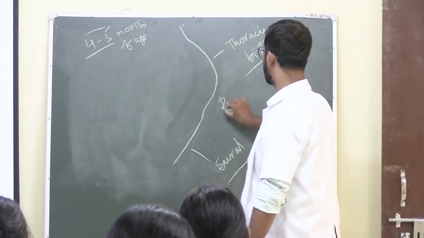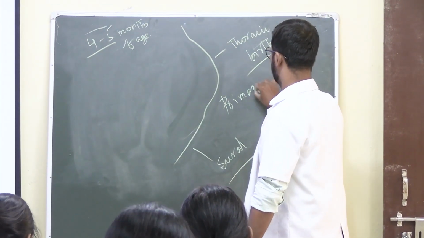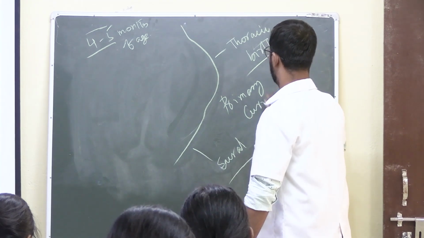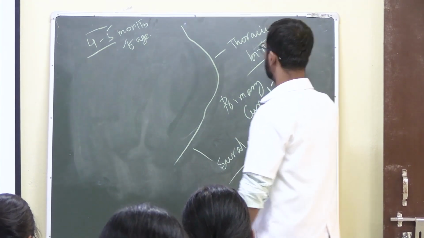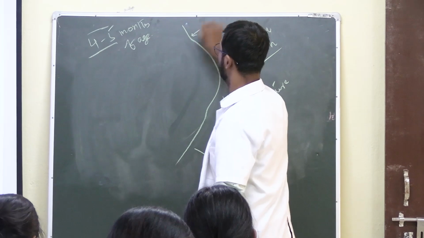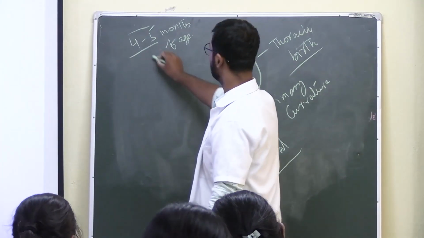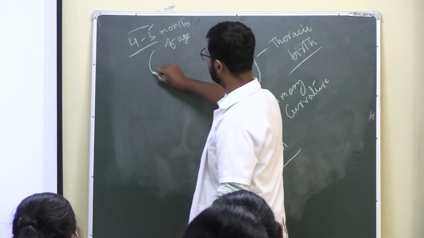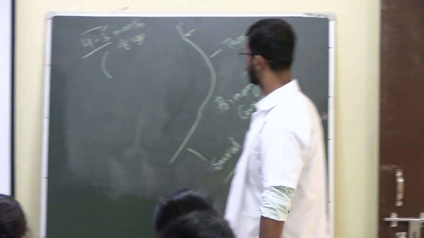This is your primary curvature. At 4 to 5 months of age, this is your cervical region. At 4 to 5 months of age, in your cervical region, the first secondary curvature occurs.